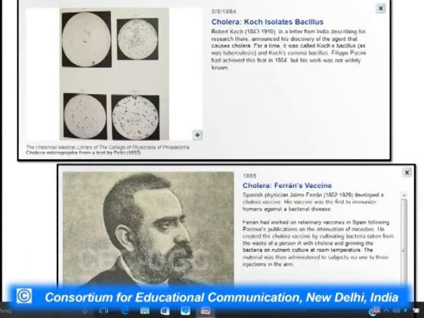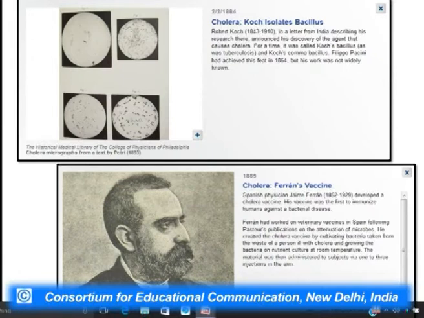Now, Koch was the first one who isolated the cholera bacillus. In a letter from India describing his research, he announced his discovery of the agent that causes cholera. For a time, it was called the Koch bacillus, because of the shape of the bacillus. Following that, Ferran's vaccine came up. He was a Spanish physician who developed a cholera vaccine. His vaccine was the first to immunize humans against a bacterial disease.